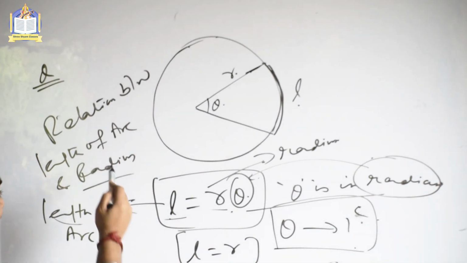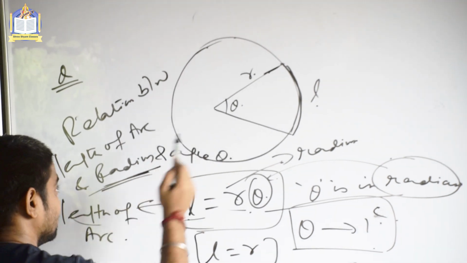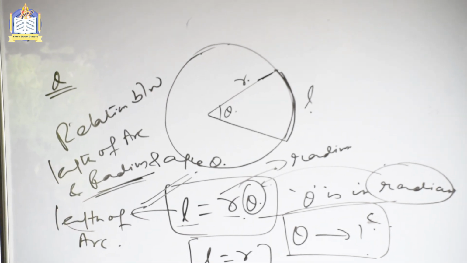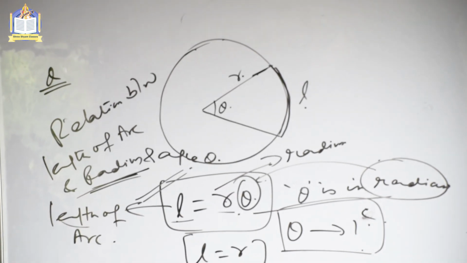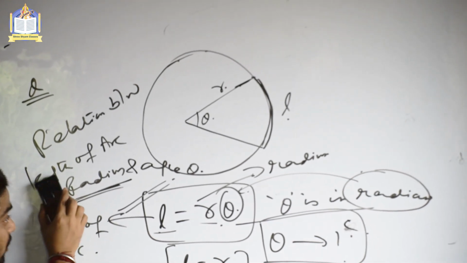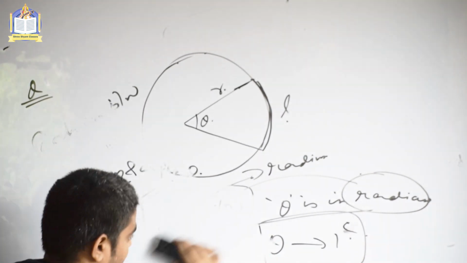This is the relation between length of arc, radius, and angle theta. L equals r theta. Okay, so proceeding towards this, now we shall be going towards some standard concepts of trigonometry. L equals r theta and the relation between radian and degree.